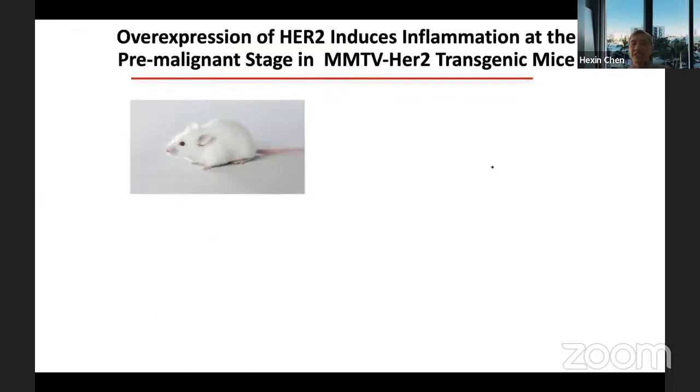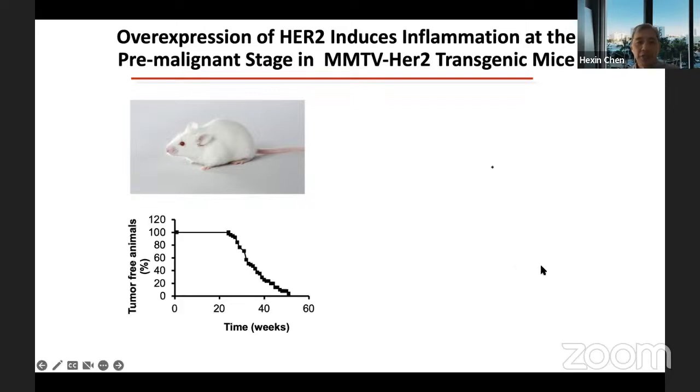So we try to use this HER2-positive breast cancer model to study the relation between inflammation and cancer stem cell maintenance or generation. We chose the MMTV-HER2/neu transgenic mouse model. In this mouse model, HER2/neu is overexpressed in the mouse mammary epithelial cells. 100% of mice develop tumors eventually, but these mice have a long latency, about 200 days. So we are interested in how HER2 drives tumor development.